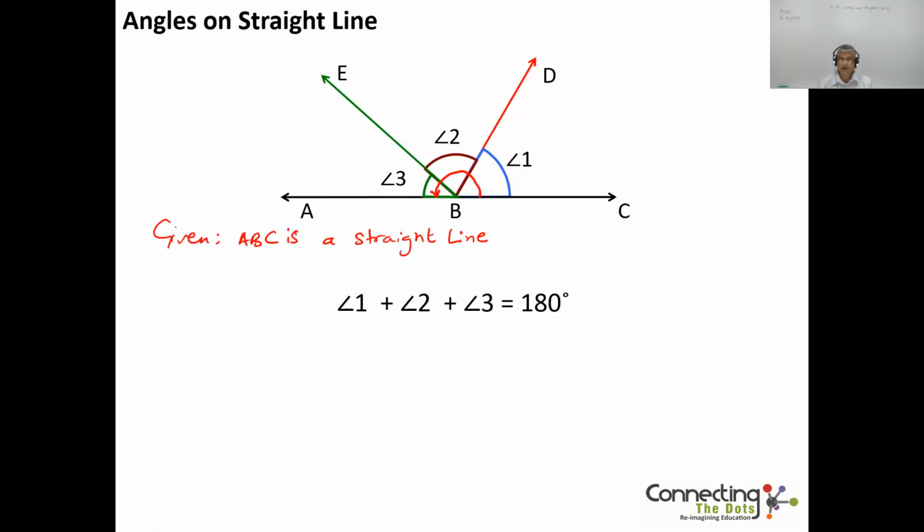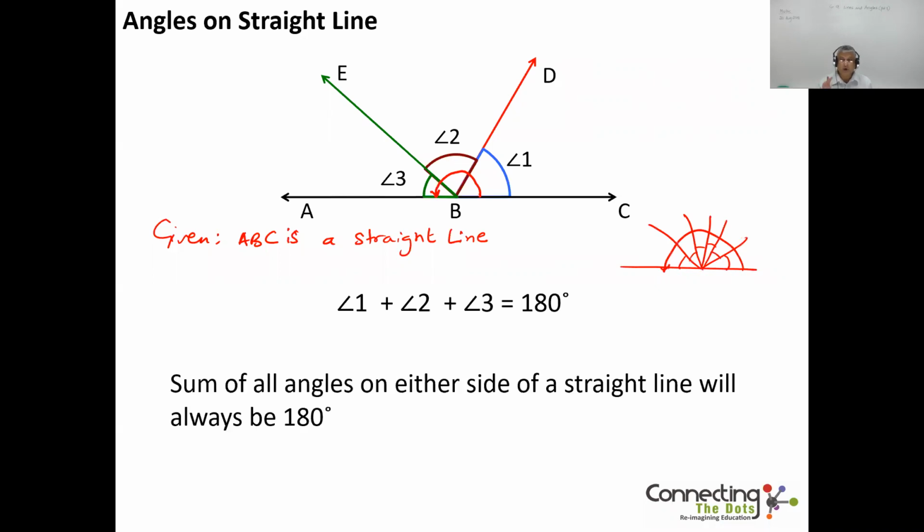equal to 180 degrees. So if I have 5 angles instead of 3, let's say a situation like this where I have many angles, it really doesn't matter. All angles put together will still be 180 degrees. So we can simply say the sum of all angles on either side of the straight line will be 180 degrees. Correct? Is that okay? Clear?